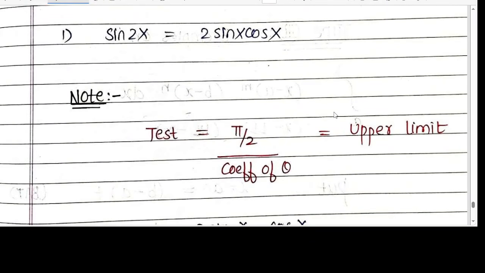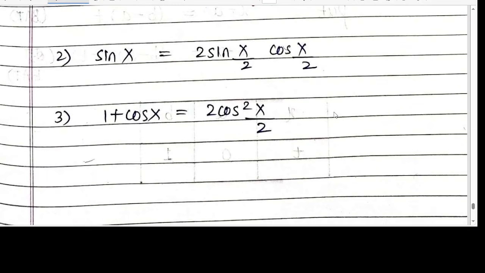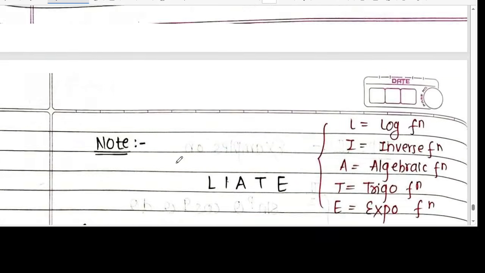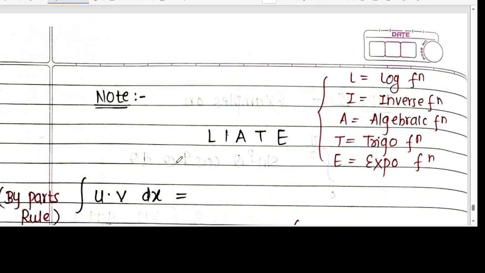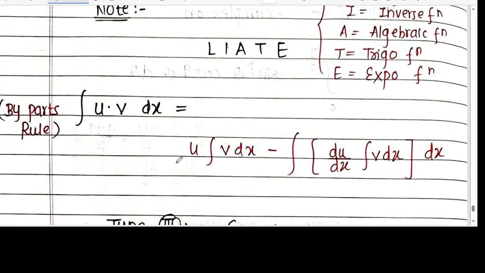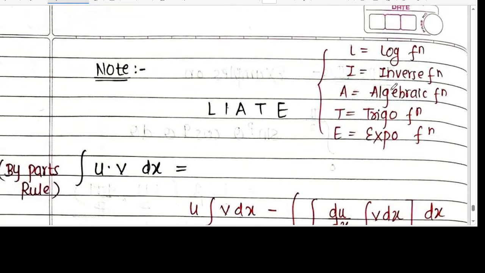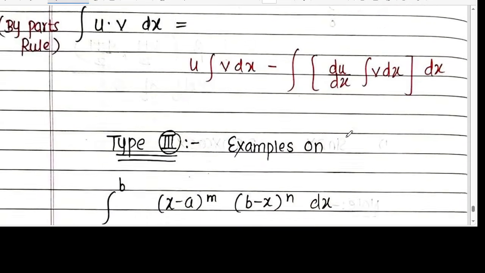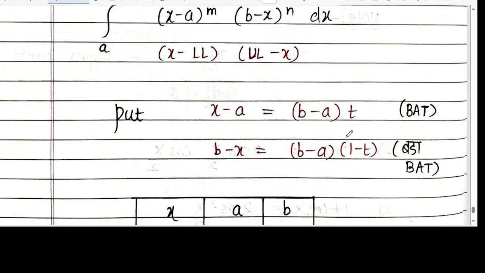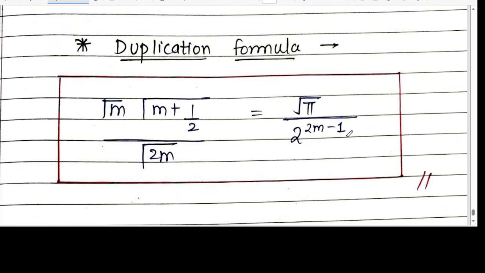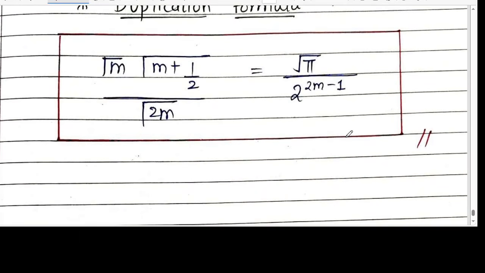Sine 2x you can write 2 sine x cos x and so on. Half angle formula: sine x you can write 2 sine x by 2 into cos of x by 2. 1 plus cos x is 2 cos square x by 2, and remaining. UV rule, we know that integration by parts, how to select u and v: u is first logarithmic, inverse function, algebraic, trigonometric and exponential function. So this is the duplication formula: gamma m into gamma m plus half is equal to root pi upon 2 raised to 2m minus 1 into gamma of 2m.